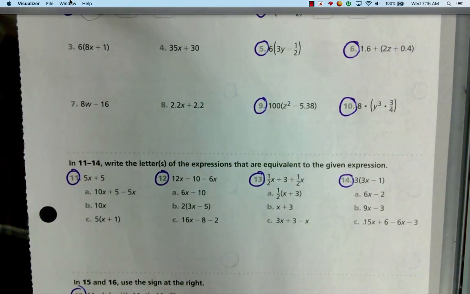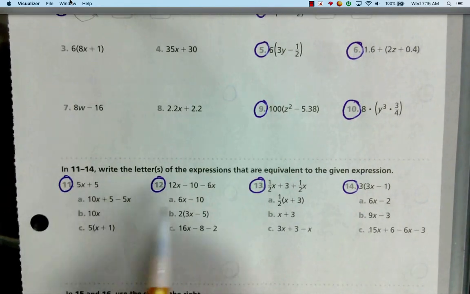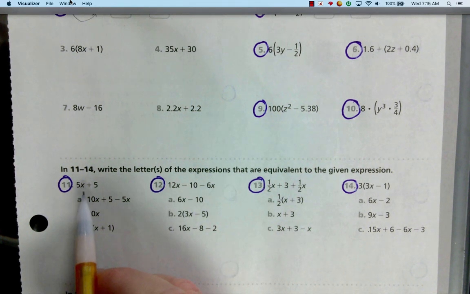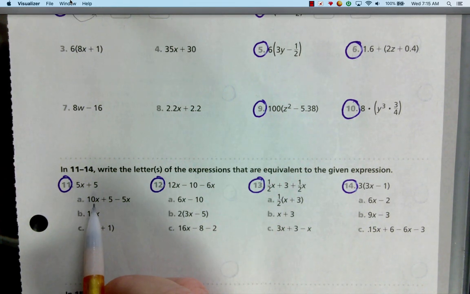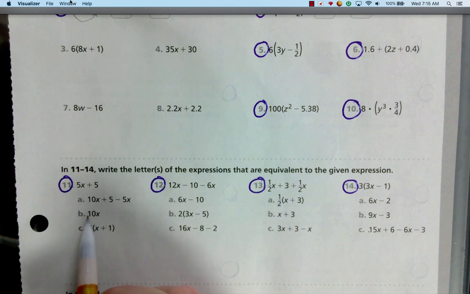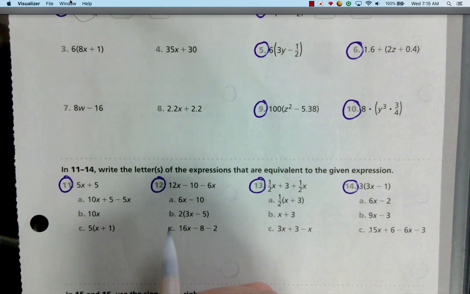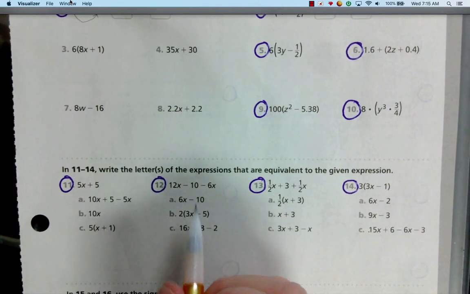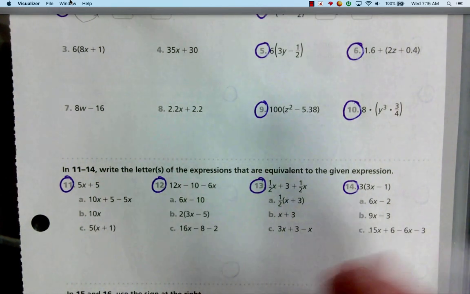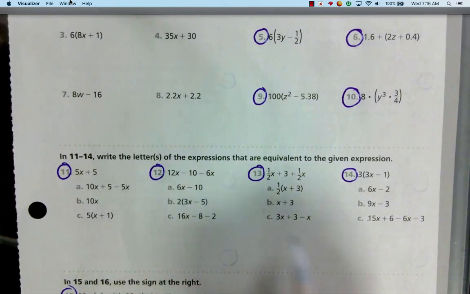So you're going to write the letter of the expressions that are equivalent to the given expression. Okay? So what you would do is simplify to see what would work. I will tell you in number 11 there are 2 that would work. So some of them will have multiple answers, so you need to work that out. There's space down here for you to work that out. Again, use your notes.